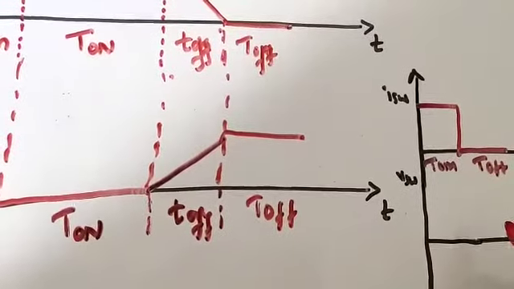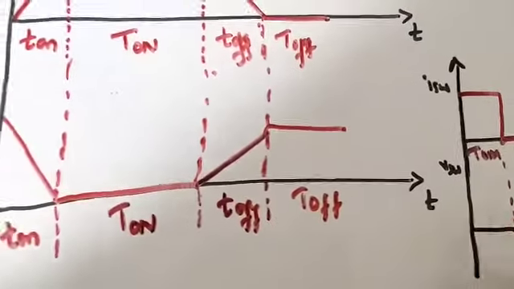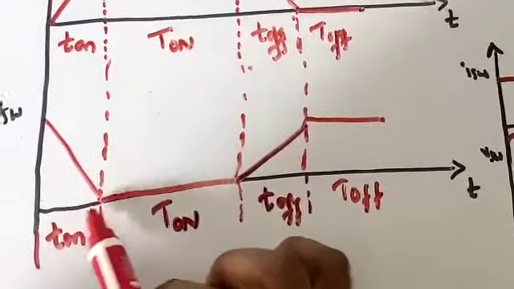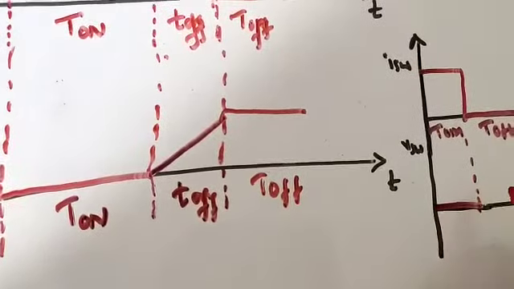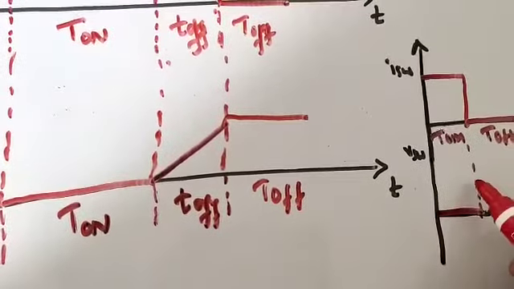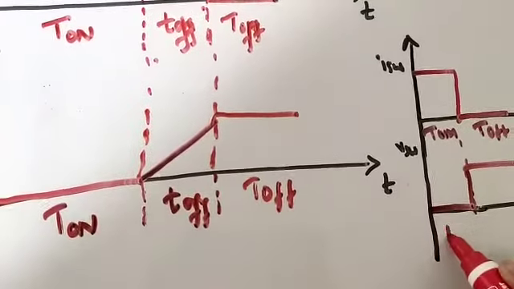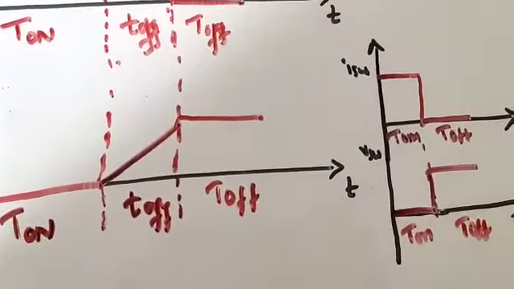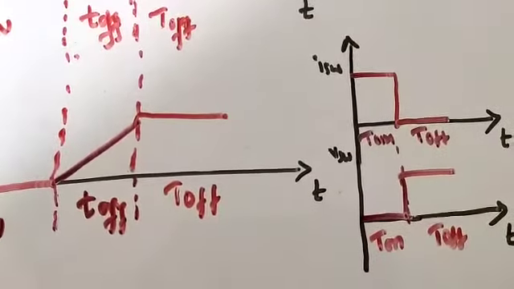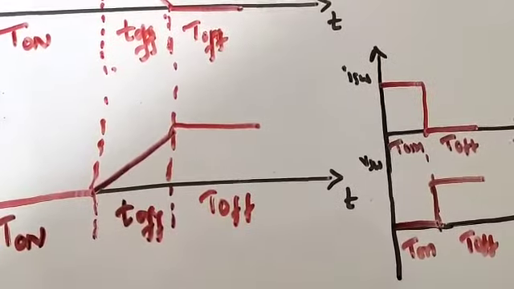And similarly, what about the voltage under this condition? Here T on will be 0, so entire capital T on will be there, and there is another pulse-like structure for T off. So this is for T on and this is for T off. These are the ideal characteristics of a switch.